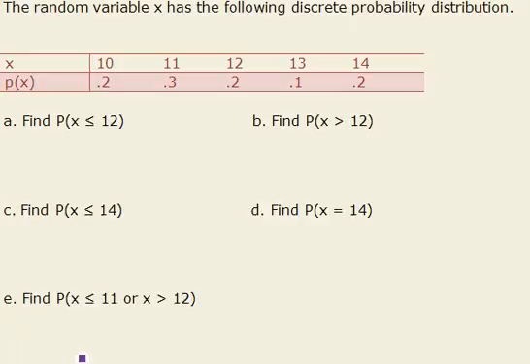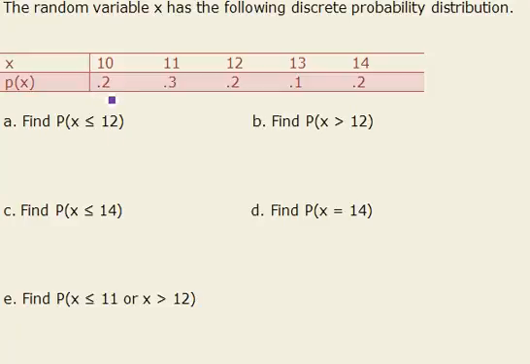The random variable x has the following discrete probability distribution. And you can see our table. X has values of 10, 11, 12, 13, or 14. Their probabilities are written on the next row. So we want to find the probability that x is less than or equal to 12.